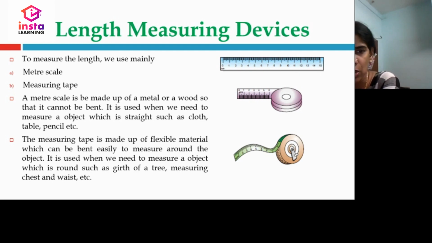When we need to measure an object which is straight, we use meter scale. In both formats it is there. One is a normal scale, another is in a circular metal or wood. And in order to measure an object which is round like a tree, chest or waist, we use a measuring tape which is flexible.